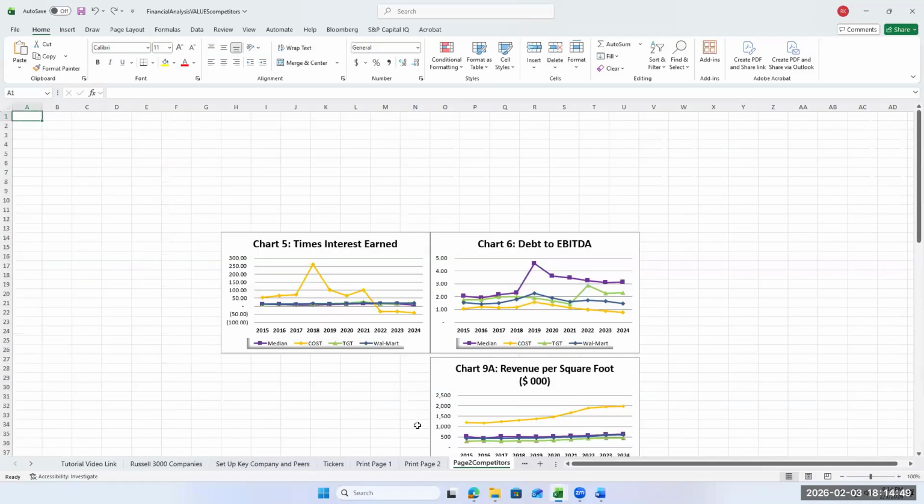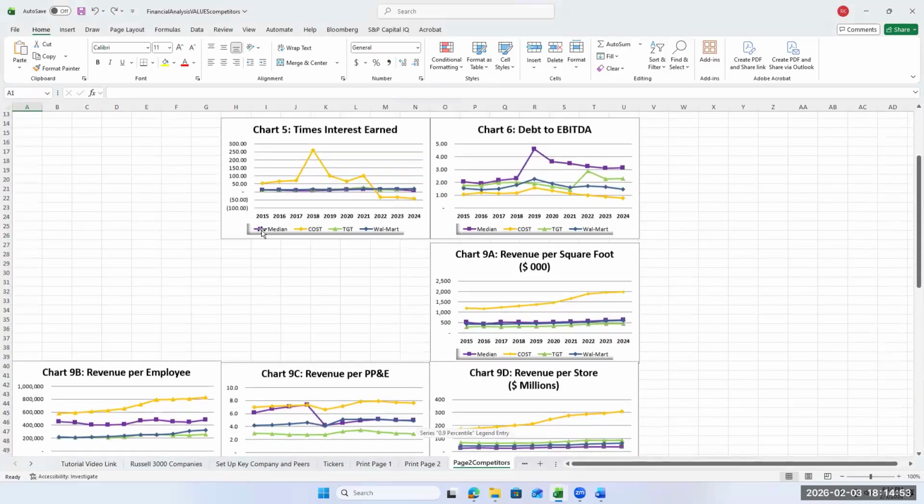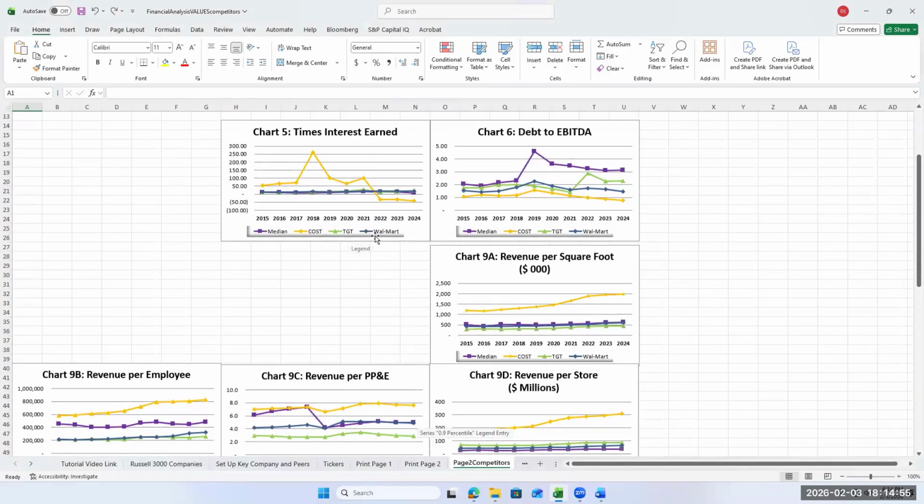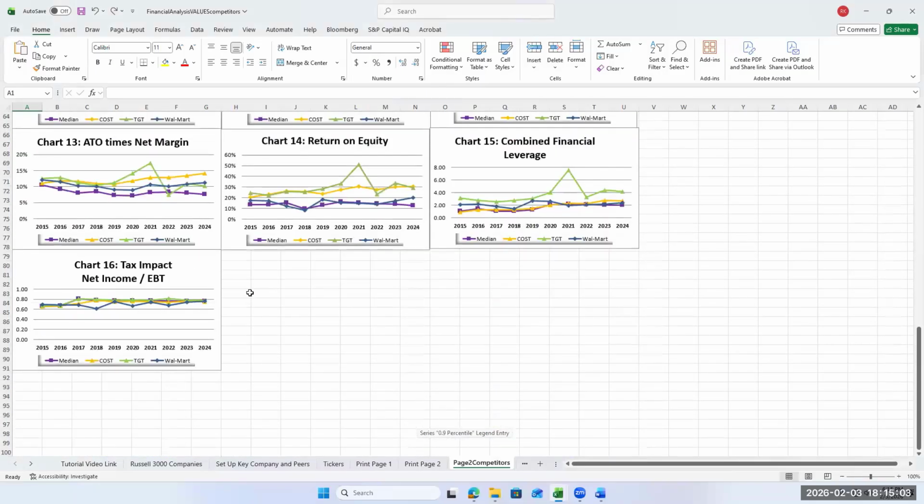And then I have this other one which does a few of the charts, but just for your two competitors. So it's got the median, Costco, and Target, and then shows Walmart. So some of these charts work. This works for the materials people. It probably works for energy, probably works for utilities, but it won't work for the financial services ones. So that's why I built a different one for banks.